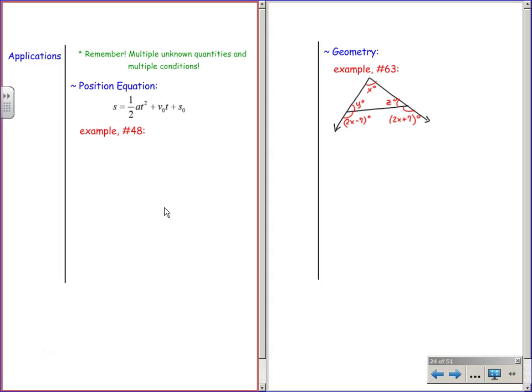Ah, Rachel. See? We did see position in pre-cal. Remember? I mentioned it the other day.